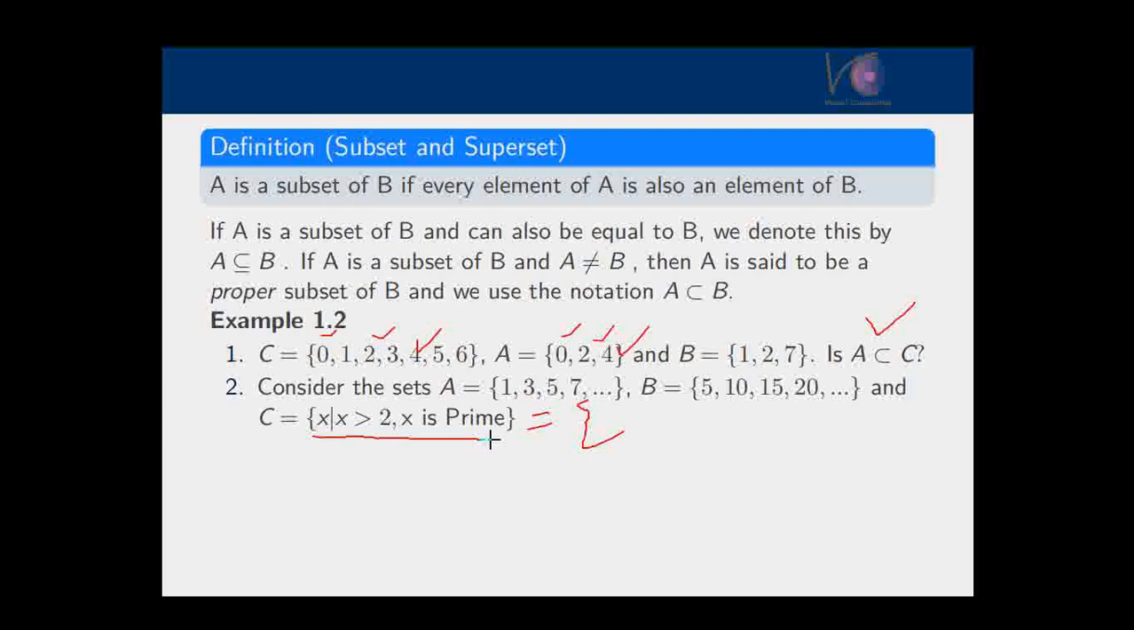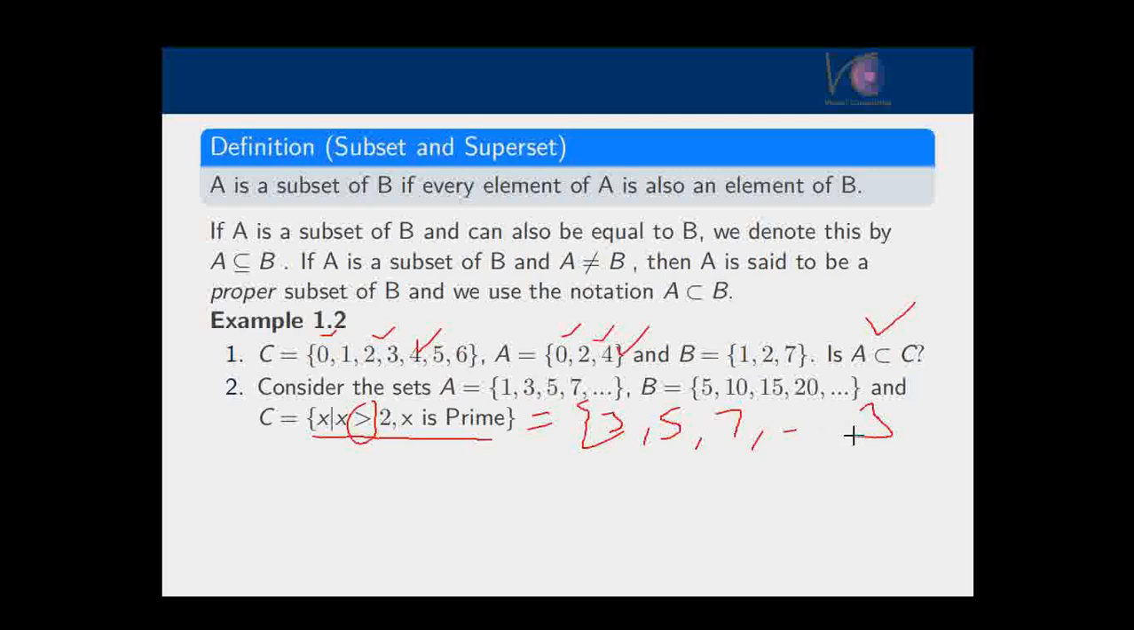A prime number: 2, 3, 5, 7, a number divisible by itself and 1. So since it is greater than 2, we will not start with 2. Remember, strictly greater than 2. So we will not start with 2, but we'll start with a 3, go to a 5, go to a 7, and so on and so forth.